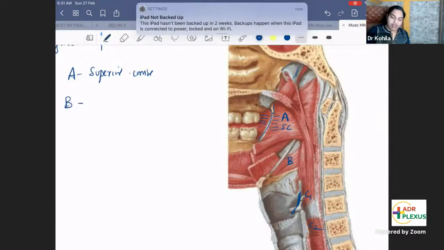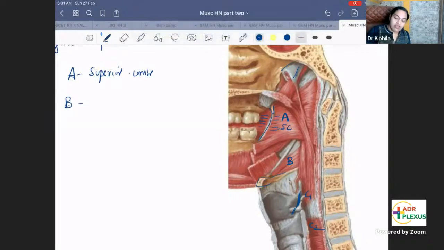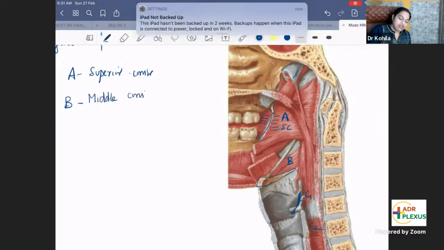B is coming from, this is your hyoid bone. Remember we saw its vertebral level yesterday, C3. So coming from the hyoid will be middle constrictor. Okay.